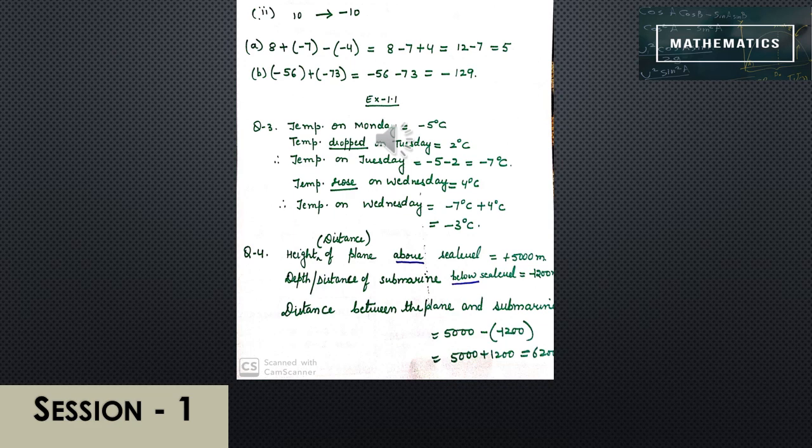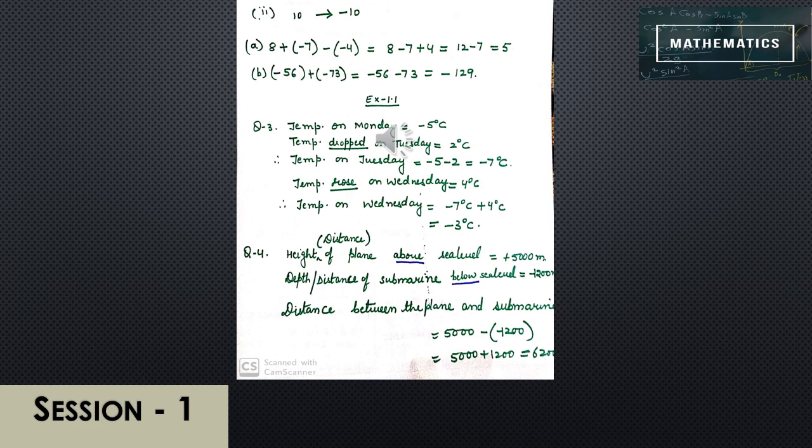Now let's consider question number 4 of exercise 1.1. Now let's see. If the plane is moving above sea level, the height of the plane is given as 5000 meters above sea level. If it is above sea level, we have to consider it as a positive integer, and if it is below sea level, we have to consider it as a negative integer.